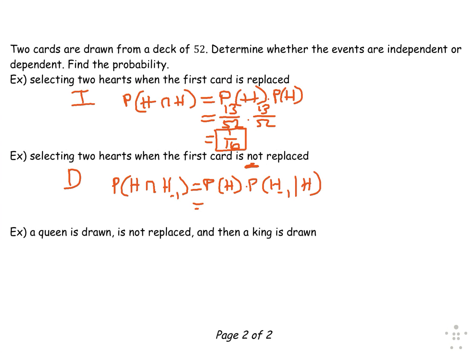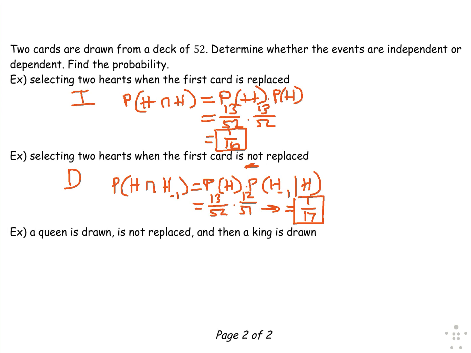So the probability of drawing a heart, like before, is 13 on 52. But we are assuming that we were successful in picking a heart on the first pull. So then there is one less heart, or 12 left, and there's one less overall card in the deck. So now there are only 51. Simplify before you multiply. We get 1/17 of a chance of this occurring.